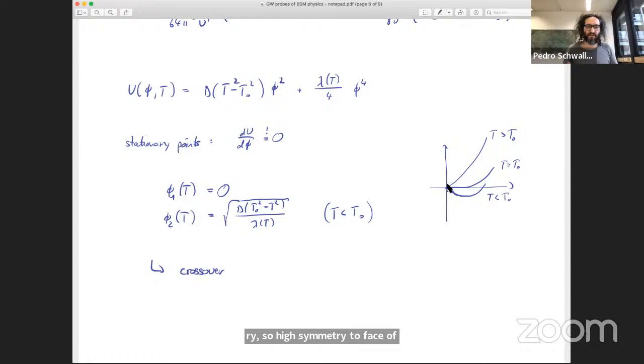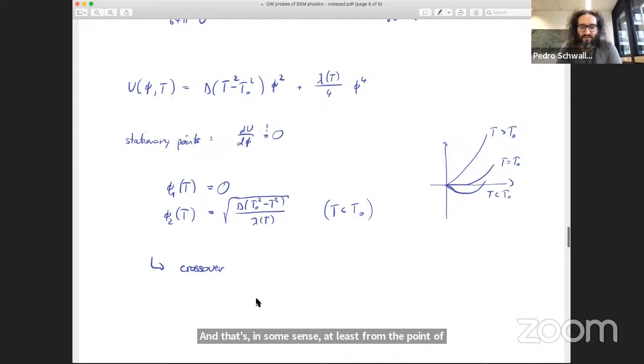Now, if we do this exercise properly for the standard model, so if you follow some of the references I gave above, which I will share with the notes later, what you want to do is check what happens as you cross from broken to unbroken symmetry. And in the standard model, this is a very smooth transition. The field will, as the temperature drops, adiabatically move away from the origin, but not create many disturbances. So this is what we call a crossover. And that is, at least from the point of view of gravitational waves, a somewhat boring phase transition, because not much happens.